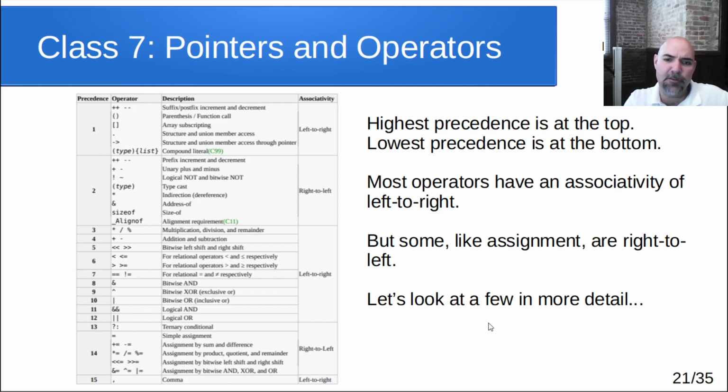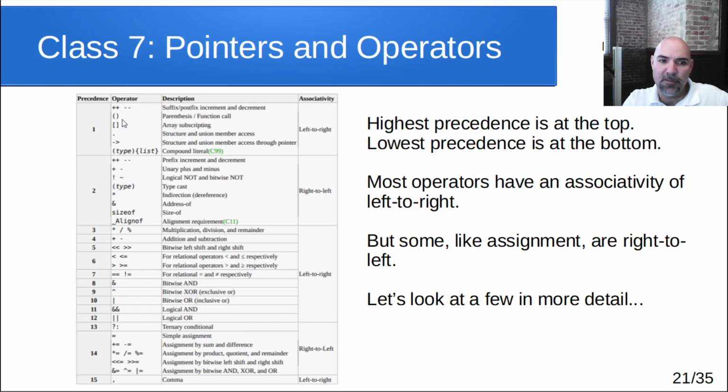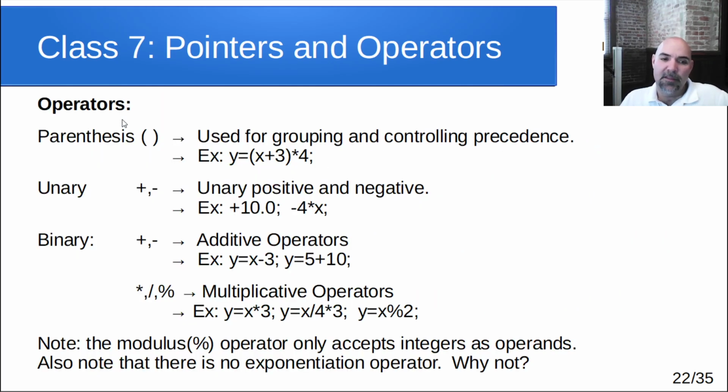All right, so let's look at a few of these operators in detail, starting with parentheses. Just like you're used to, that's used for grouping, controlling precedence. So if I have something like y equals (x plus 3) times 4, it's going to do the x plus 3 and then multiply by 4, because, as in the table, parentheses are all the way at precedence level number 1.